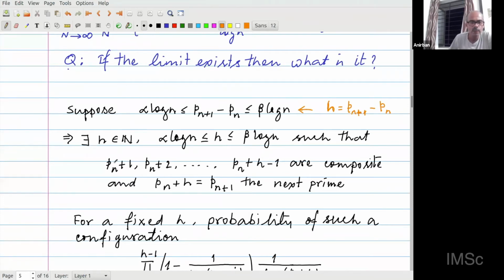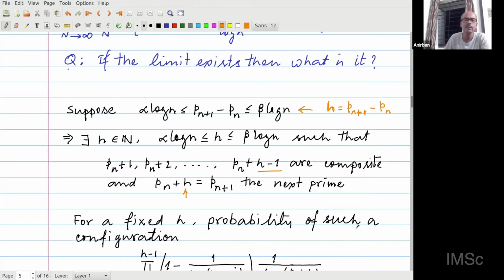And what is happening? Pn is a prime, that is the nth prime, but Pn plus 1 is not a prime. If I add 1, it's not a prime, then add 2, it's not a prime. So I can add up to H minus 1, and all of them are composite, then I get a prime. That's the reason the gap is H. So if you keep adding up to H minus 1, you don't get a prime, you get composite numbers. Finally, when you add H, you get the next prime. So this is the gap.